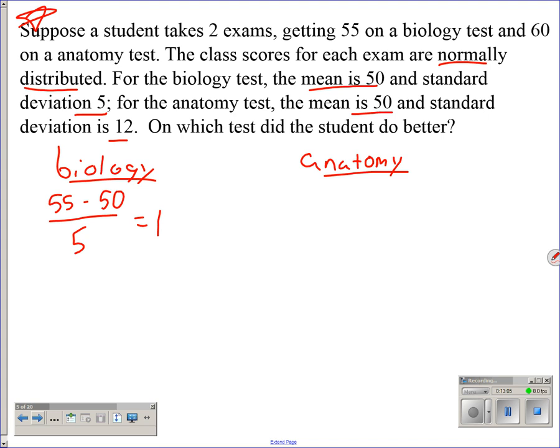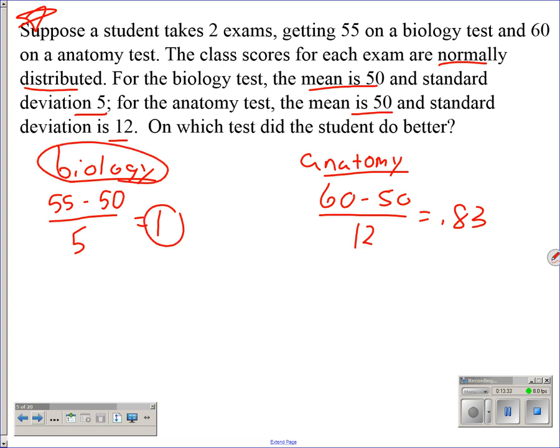What about the anatomy one? So she scored a 60. She scored 10 points above the mean, so that's pretty good. But the standard deviation is 12, so there were more spread out numbers in this case. So it might not be quite as high. What is it? 0.83, sorry. So technically, which one did she score better on?